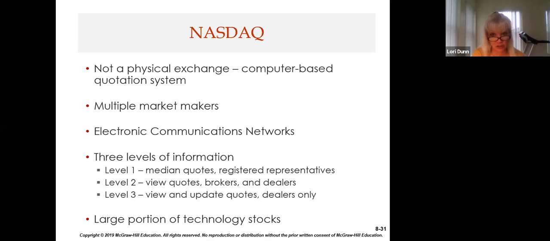So you're seeing more information, but for level three information on the internet, you need to be a dealer. In level three, this is where market makers are only really seeing this information and they have access to it to enter and change prices.